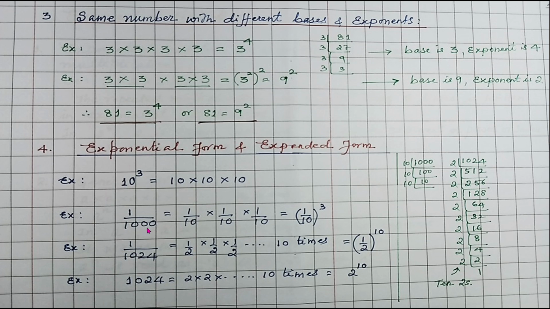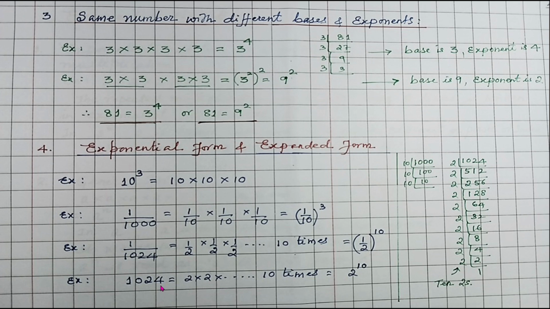Now 1 by 1000. 1 by 1000 can be written as 1 by 10 into 1 by 10 into 1 by 10, which is 1 by 1000. That means 1 by 10 is multiplied 3 times here, and that can be written in the exponential form as 1 by 10 raised to 3. Similarly, 1 by 1024 means that 1 by 2 into 1 by 2 into 1 by 2 is multiplied 10 times, and which can be written as 1 by 2 raised to 10. So therefore, we can convert any number to exponential form by this method.